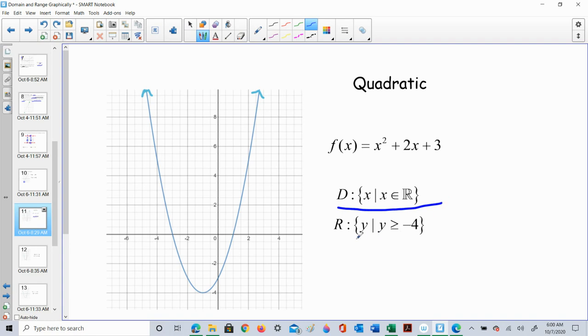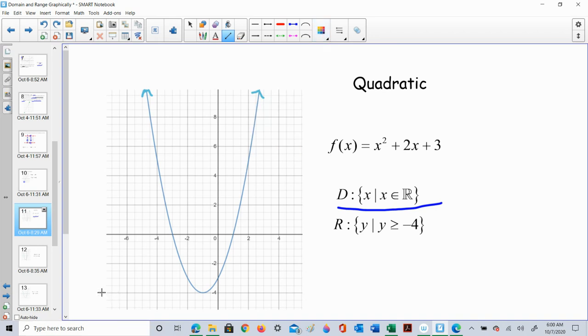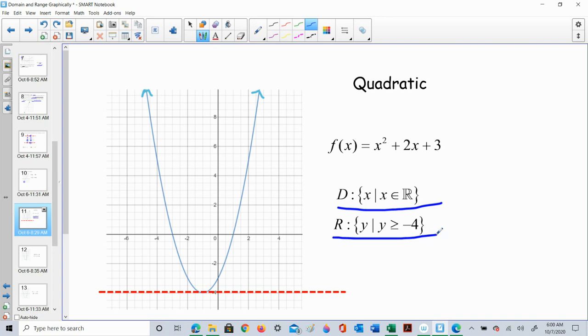What about the range? Well, we look for the lowest point of the graph. Our lowest point of the graph is negative 4. Every other y is going to be part of this function going forward, all the way up. Nothing below negative 4. So what does that tell us? It tells us that our range is y such that y is greater than or equal to negative 4.